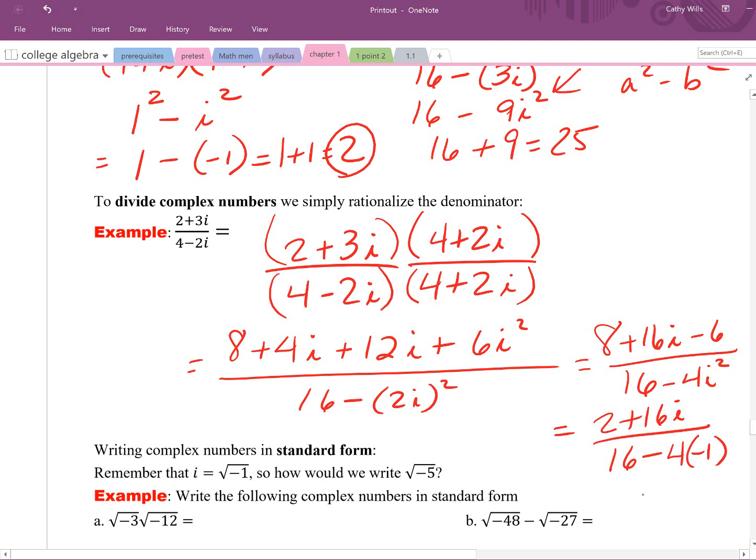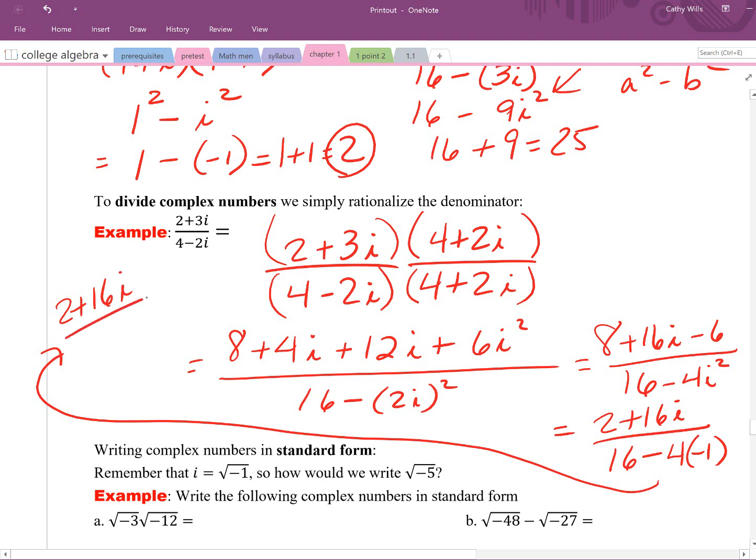So you've got 2 plus 16i on the top. I always run out of room. And on the bottom, you've got 16 plus 4. So that's 2 plus 16i over 20. You can factor out a 2 on the top and the bottom. So on the top, you'd have 2 times 1 plus 8i. On the bottom, you have 2 times 10. So cancel the 2's because they're factors.